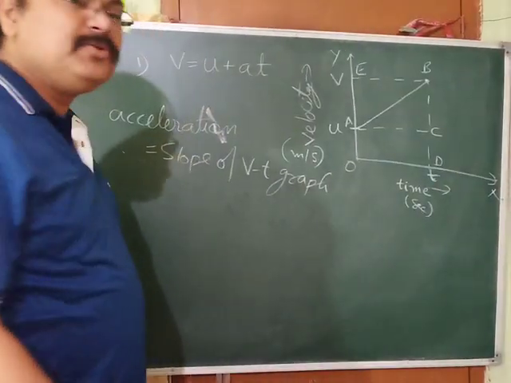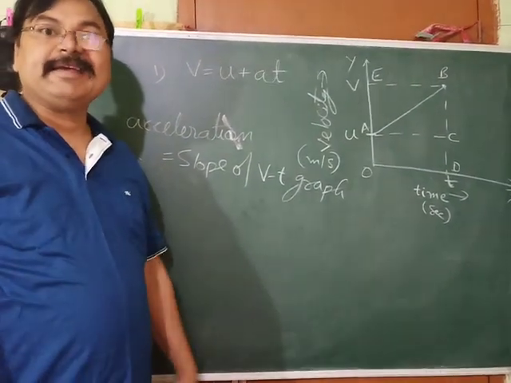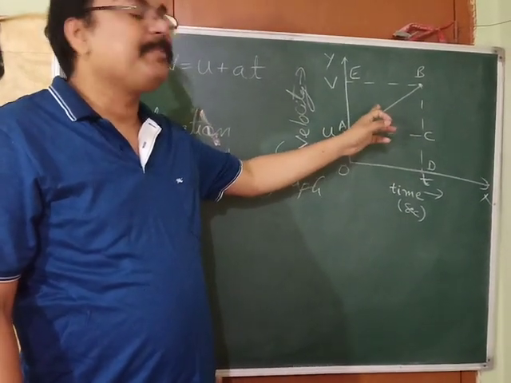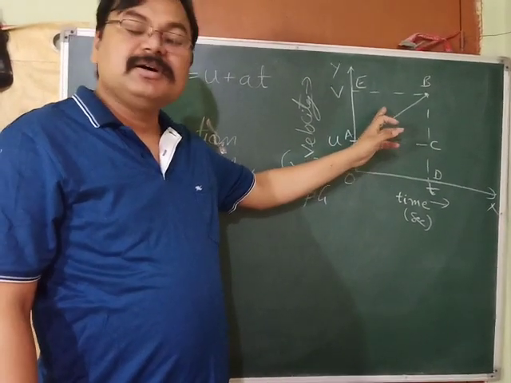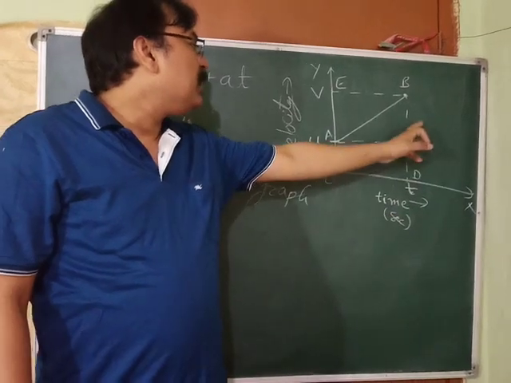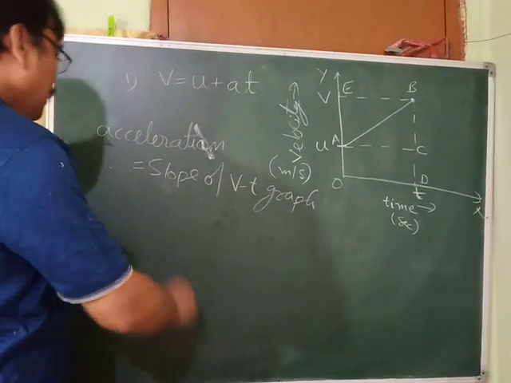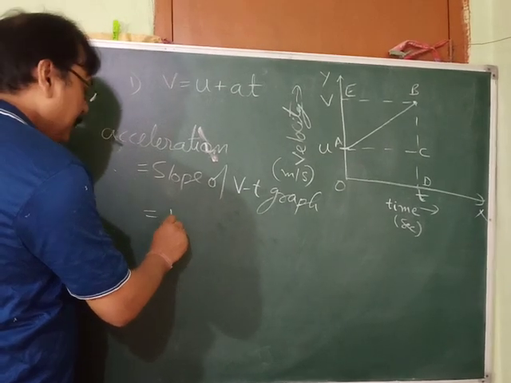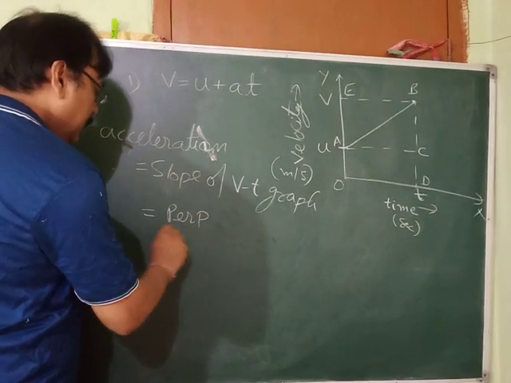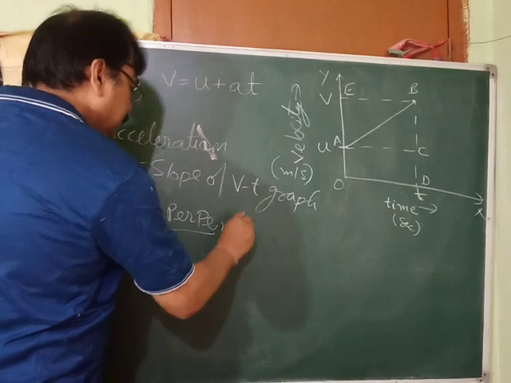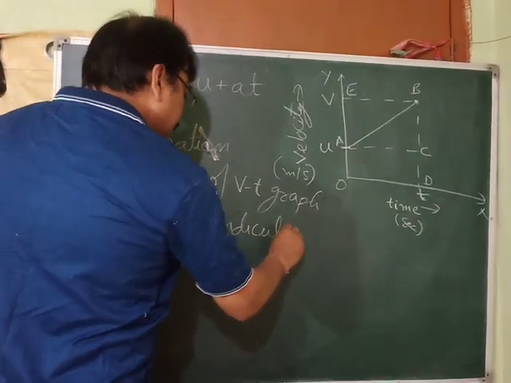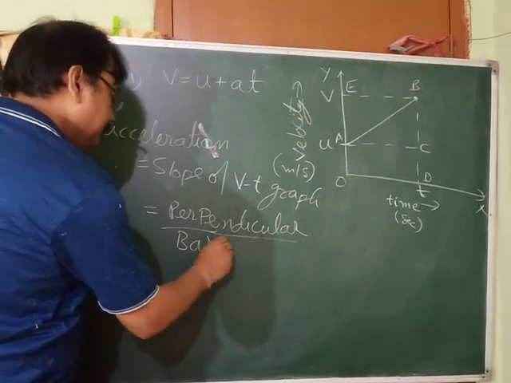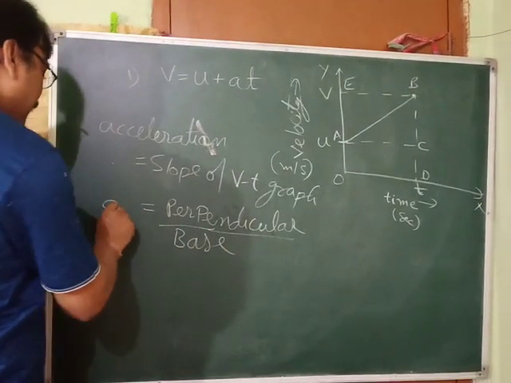Because you are aware of the right angle triangle. A right angle triangle has a perpendicular, a base, and a hypotenuse. But we don't require the hypotenuse. We require perpendicular and base. So what is slope? Slope is perpendicular upon base. Okay, that is our acceleration.